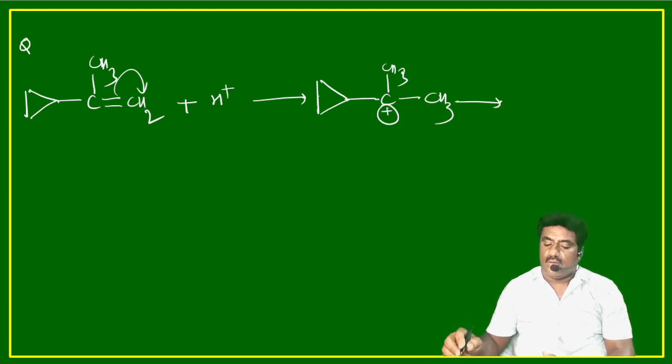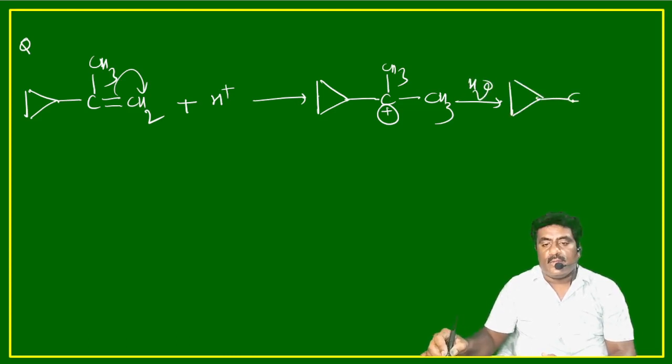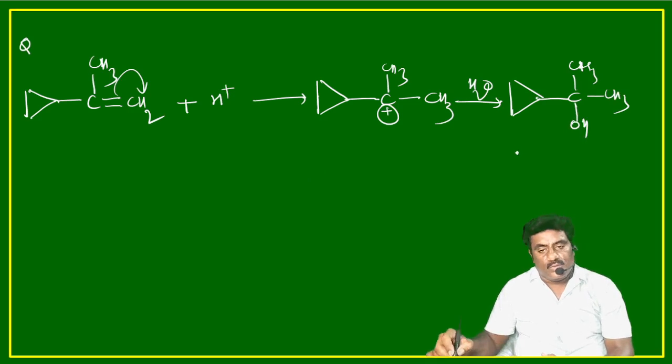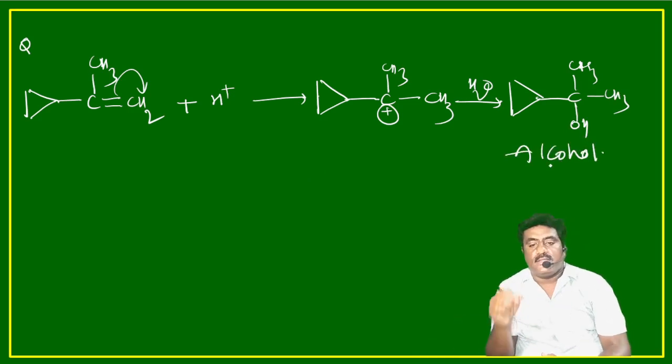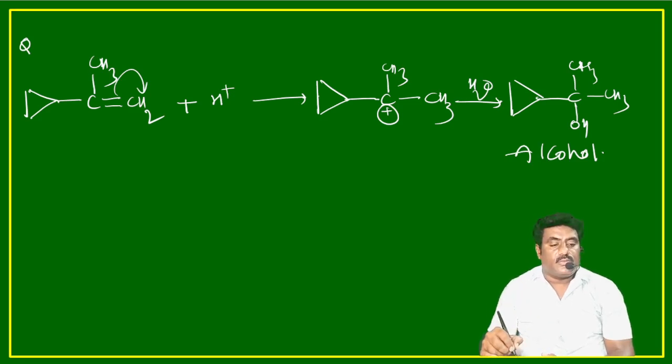To form a carbocation in the presence of H2O. In the presence of H2O, what happened? To form a CH3 C OH... Yes, to form an alcohol. Yes. Now, one more example.